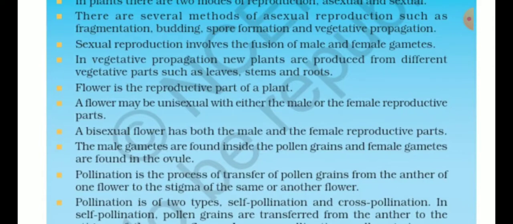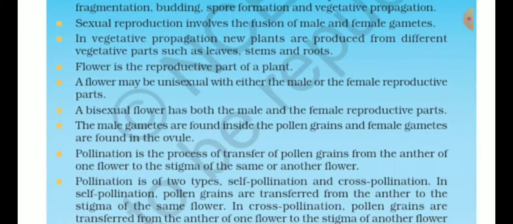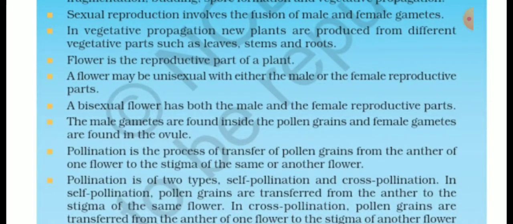First, sexual reproduction involves the fusion of male and female gametes. Next, vegetative propagation. In vegetative propagation, new plants are produced from different vegetative parts such as leaves, stems and roots.